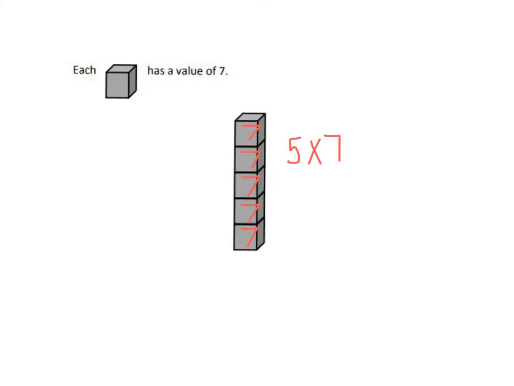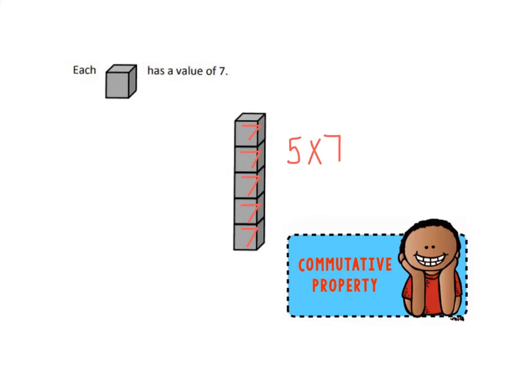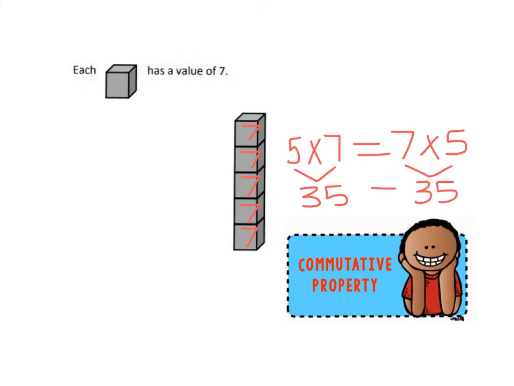If I don't know what 5 times 7 equals, I can use the commutative property. The commutative property is when I use the same factors, but they're in different order. So I know I could say 5 times 7, or if I didn't know that, I could switch them around and say 7 times 5. And I know that 5 times 7 equals 35. 7 times 5 equals 35. Same factors, different order. That's the commutative property. 35 equals 35. They're both going to give us the same value.